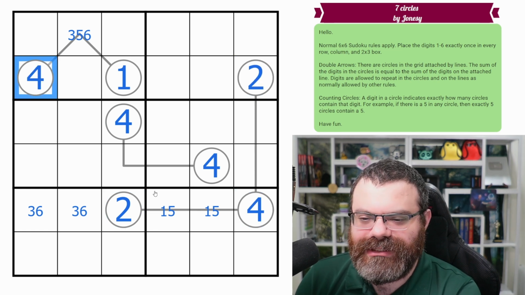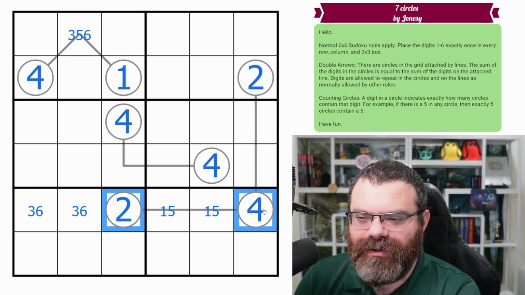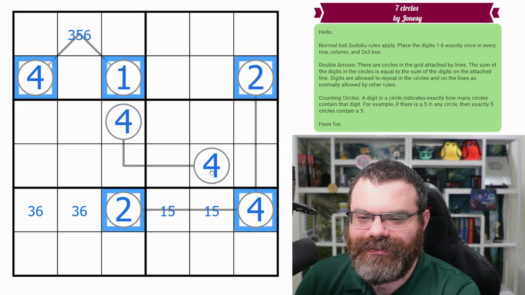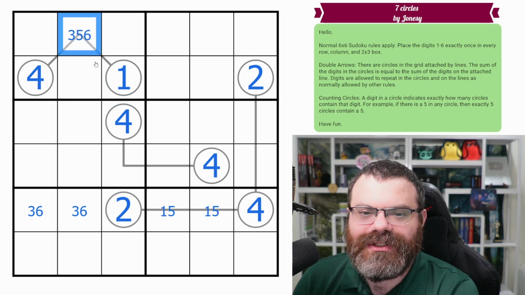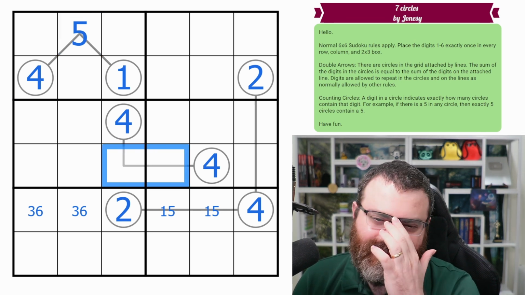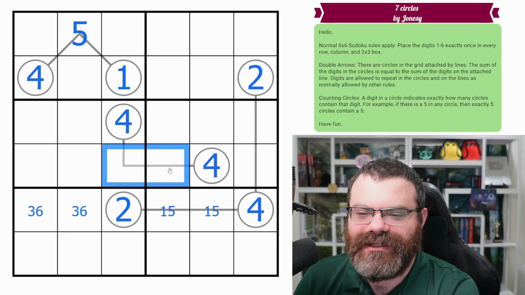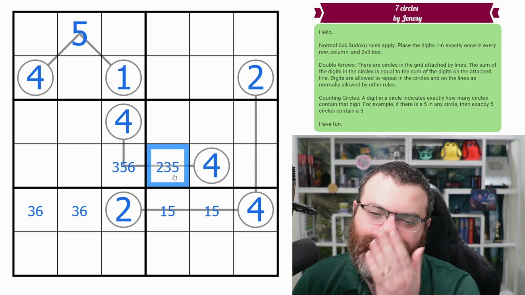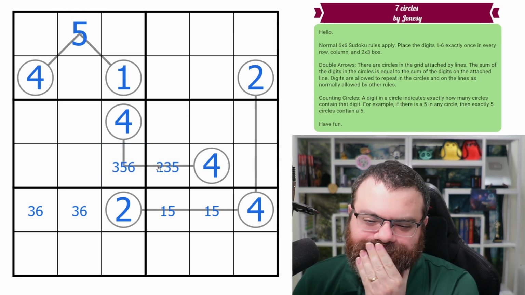I guess we could have also said that the 2, 4 pair had the other 2 in it, right? The 1, 2, 4 had the 2 in it, and the 2, 4 pair had the 2 in it, so the rest are 4s. Anyway, 4 plus 1 is 5. 4 plus 4 is 8. How are we adding to 8 in 2 cells? Well, we can't do 1, 7. 7 doesn't exist. 2, 6 would be like this, or 3, 5.